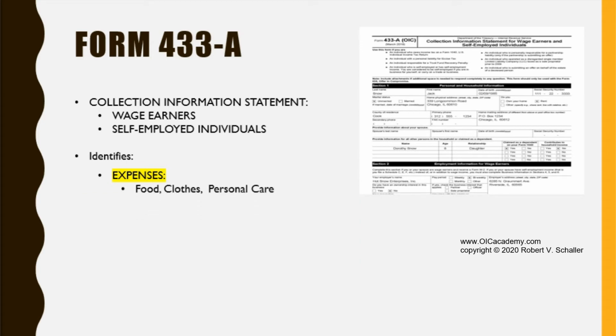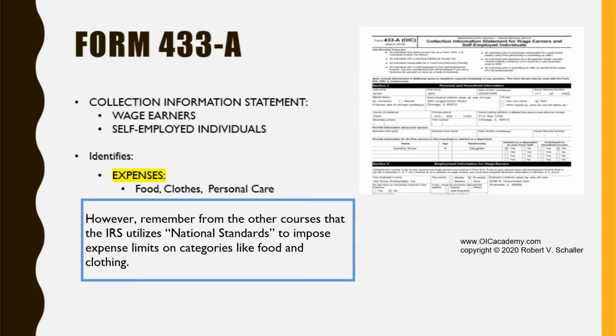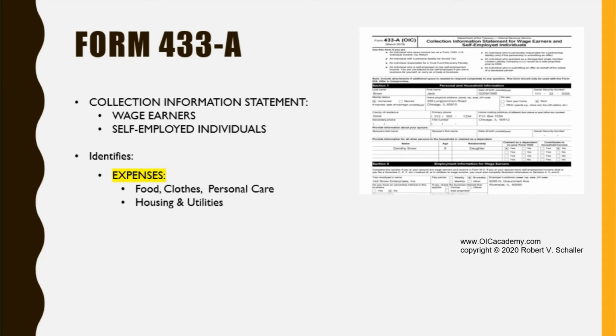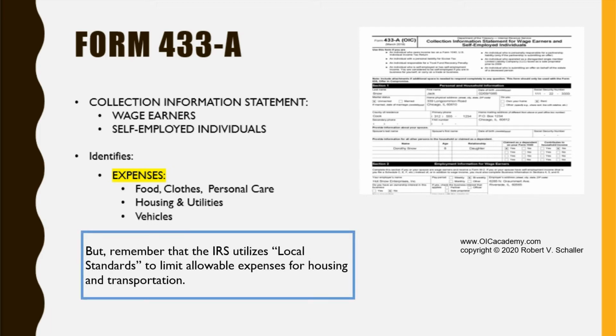Form 433A identifies the taxpayer's allowable expense for food, clothes, and personal care. However, remember from the other courses that the IRS utilizes national standards to impose expense limits on categories like food and clothing. Form 433A also reveals the taxpayer's allowable expense for housing and utilities and vehicles. But remember that the IRS utilizes local standards to limit allowable expenses for housing and transportation.